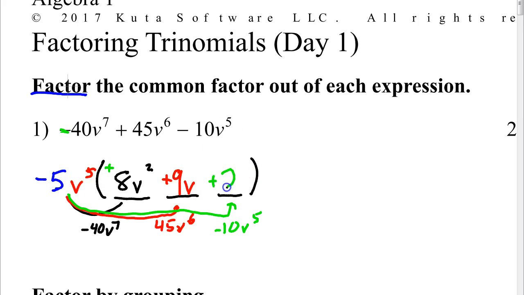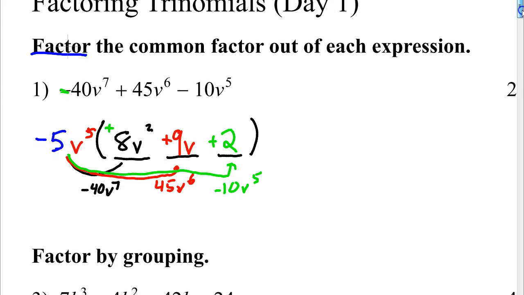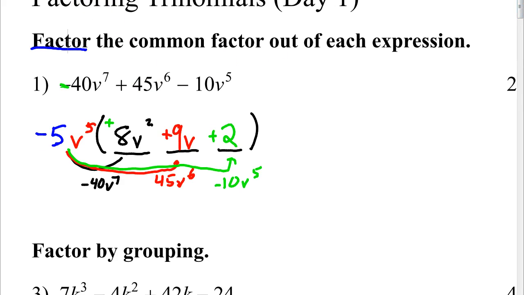Good questions. And lastly, we'd have plus 2 to make negative 10. We don't need any more v's because it's already v to the 5th. So that's just the beginning. And you can always check by distributing it back together. Make sure each of them multiply to equal those 3 terms. And there's always a check built in.